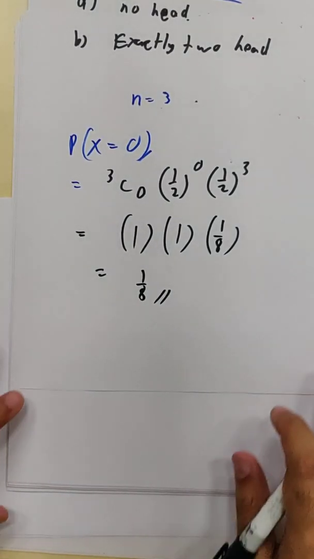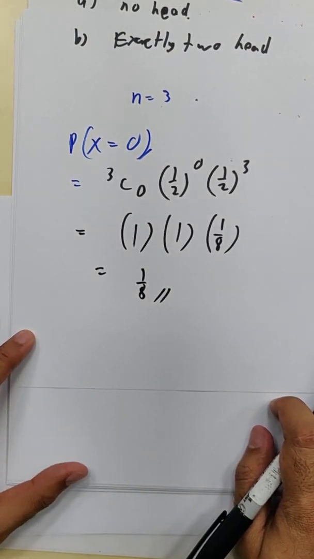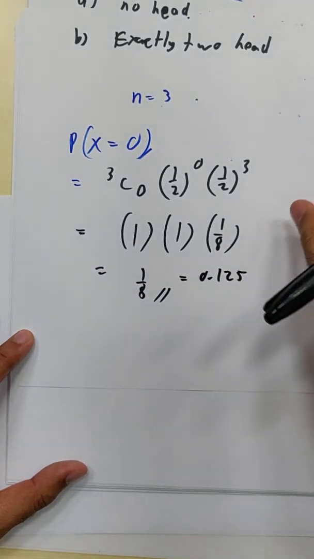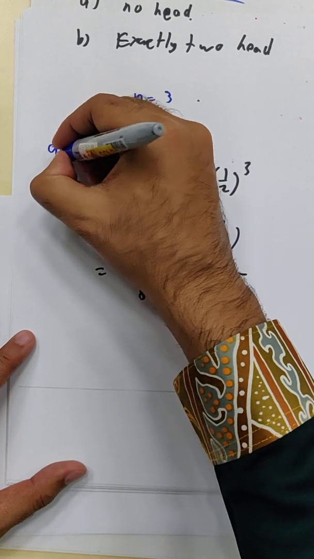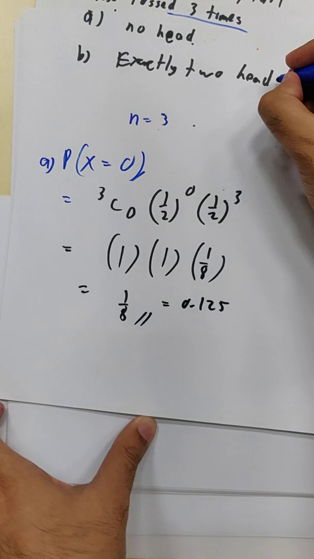Is that the answer? Should be it. Or if you want to go decimal, 0.125. Same thing. Alright, so that's the first one done. What about the second one? Exactly 2 heads. I missed the s.